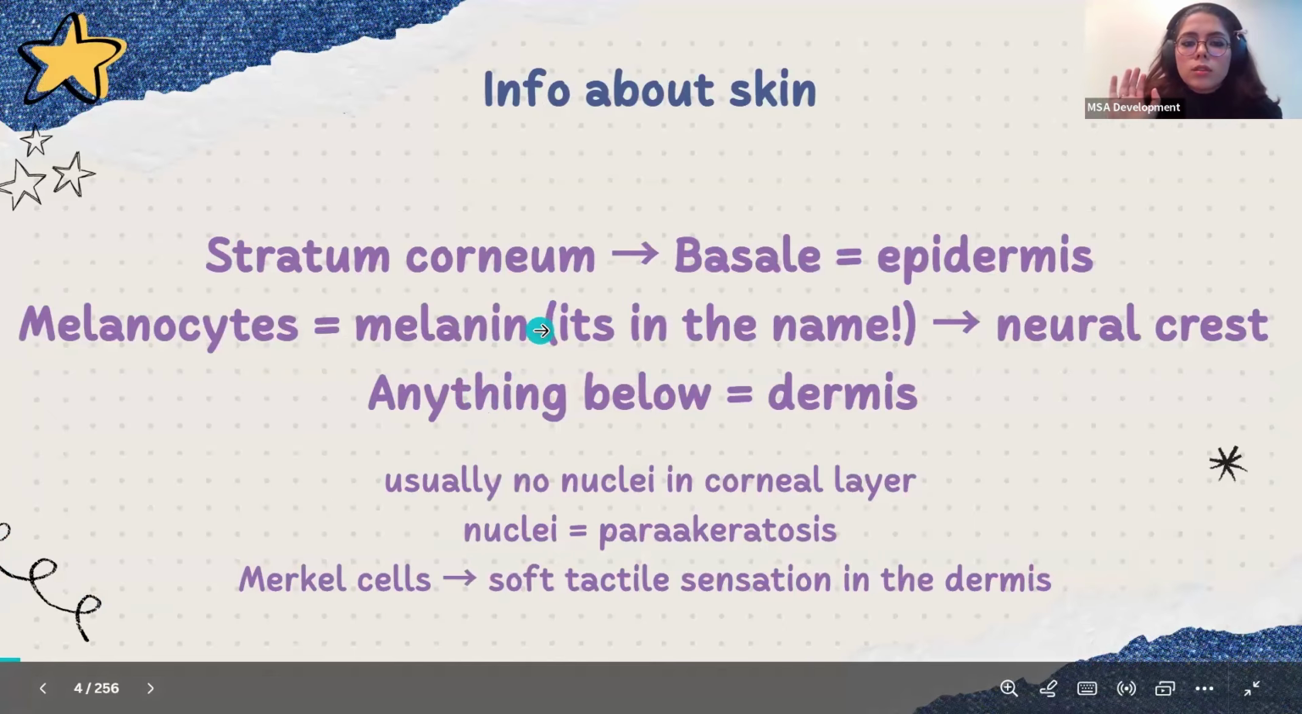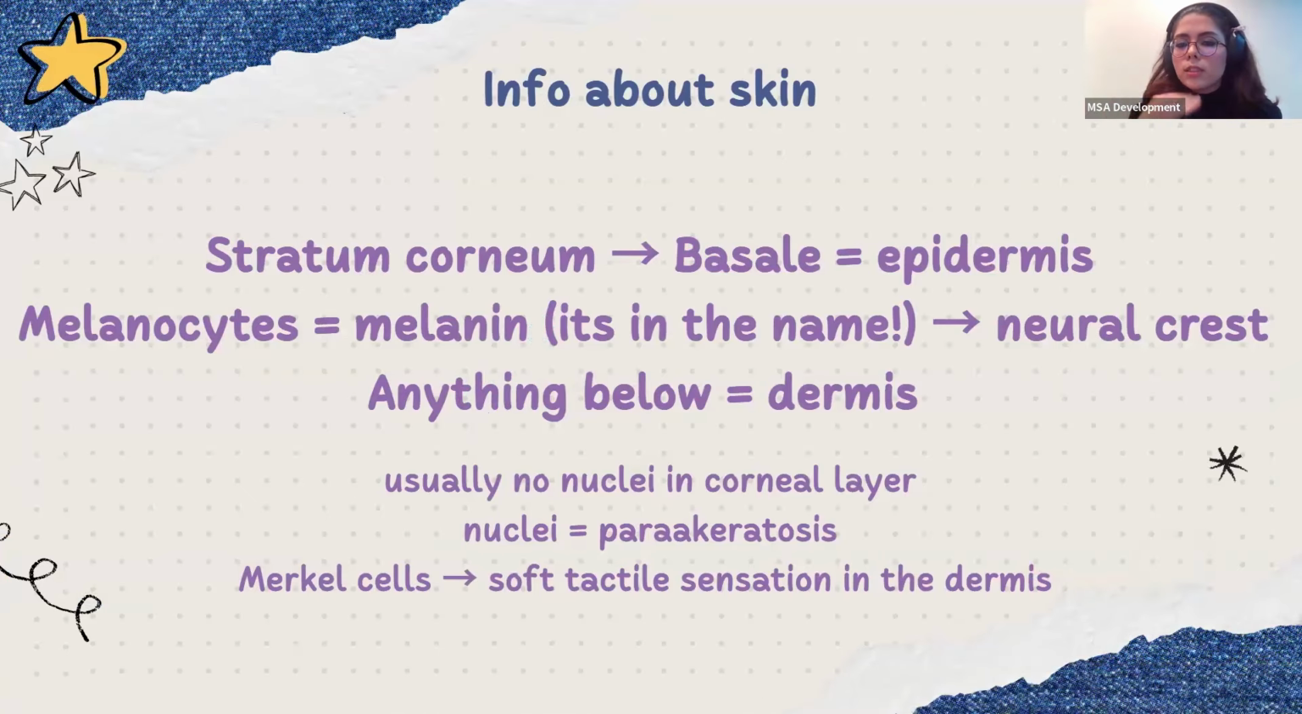Some basic info about the skin: from the stratum corneum to the stratum basale is the epidermis. Anything below is called the dermis. Now, there are melanocytes. They create melanin, it's in the name. Their embryological origin is the neural crest. This is important, just note this, okay?